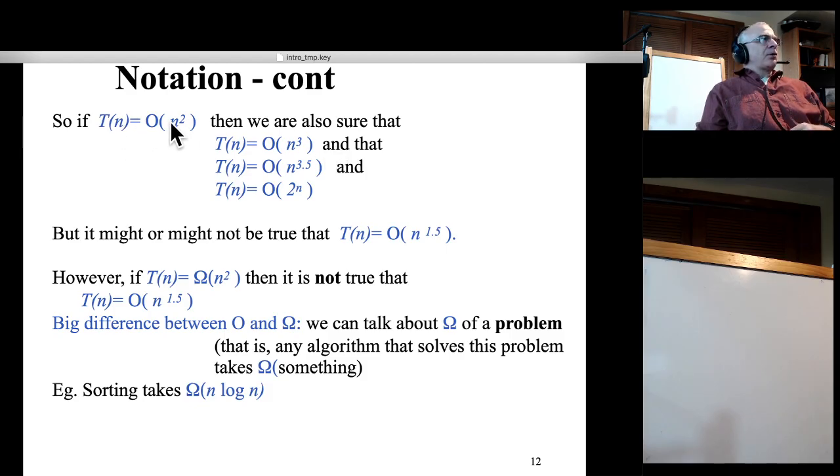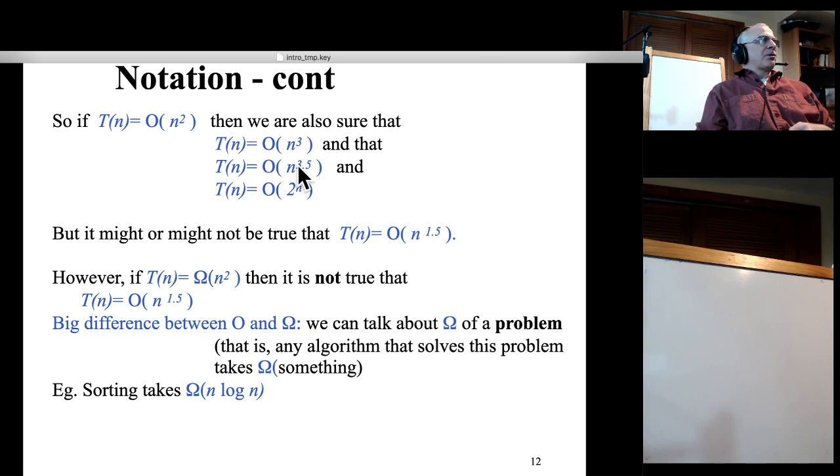If T of n is order of n square, that's a legal statement. Maybe it's true, maybe it's not. T of n, as usual, is the running time on an input of size n, becoming larger and larger. Maybe I say, and I'm correct, T of n is order of n square for one particular algorithm. If this is true, then think why it's obviously also true that T of n is order of n cube. I don't necessarily tell you the tightest bound. I just have to tell you one upper bound, so T of n is also order of n to the power of 3, because this is larger than this. If this is true, then this is true as well.